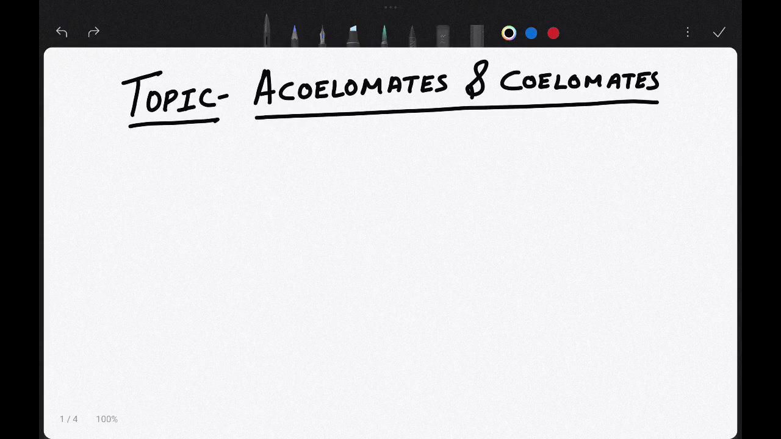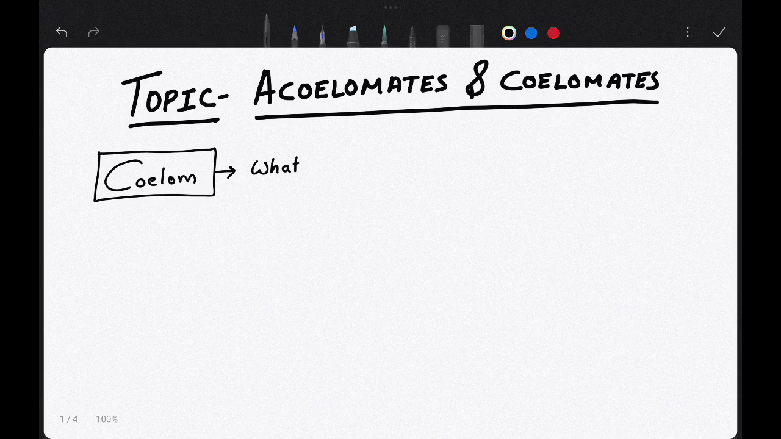Hello everyone. In today's class we will discuss acoelomates and coelomates. So let's start. The first thing you need to know is what is a coelom. So the question would be asked, what is a coelom? A coelom is a secondary body cavity.